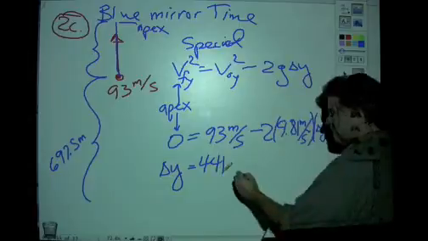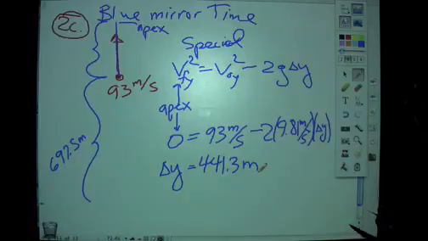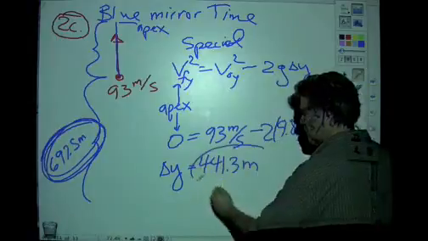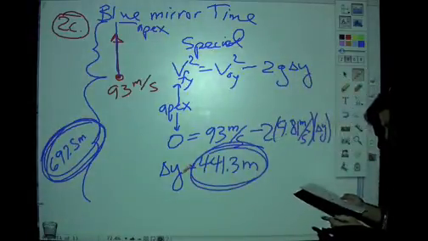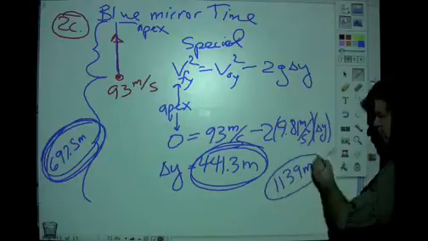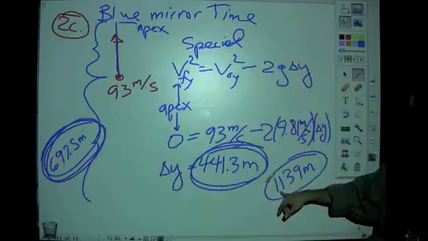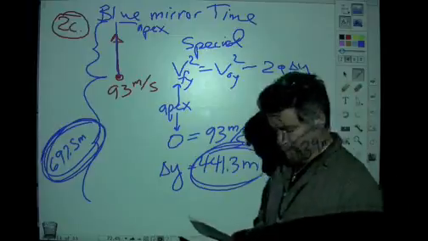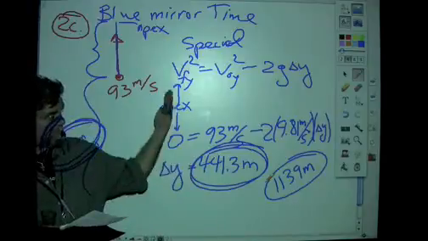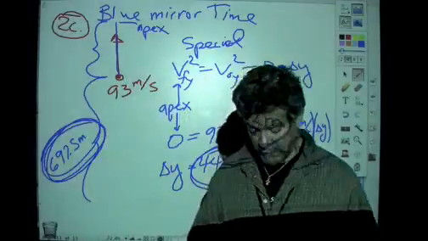But that's not the answer they give us. 441.3 is not the answer you see at the bottom of the page. Why not? Because you have to add this. So it's really this plus this. When I add those two up, I'm going to get 1139. So this thing will get to about 1.14 kilometers. Not quite a mile, but pretty high up there. Our rockets will go higher than that, but well, no, it won't. We'll go around 3,000 or 4,000 feet, so a little less than that.